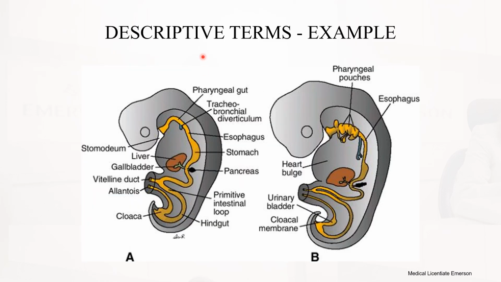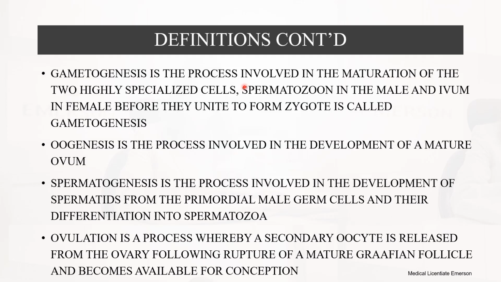And then these are other descriptive terms that we also need to find in our study during embryology. These are some of the descriptive terms. Most of the descriptive terms are usually very common, so these ones, fine, we are going to go through them when we actually learn in detail. So let's continue with the definitions.